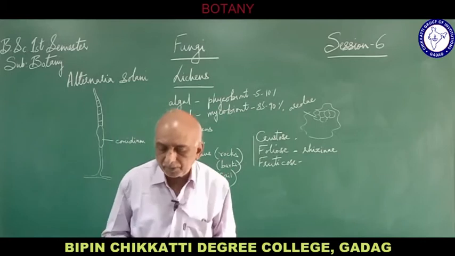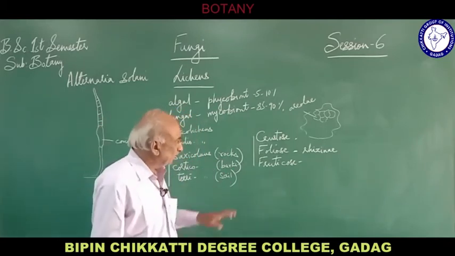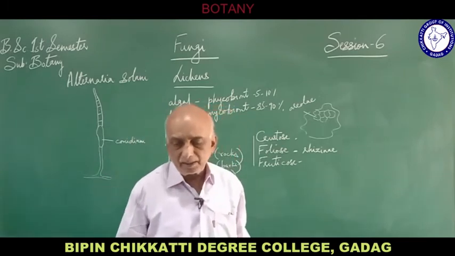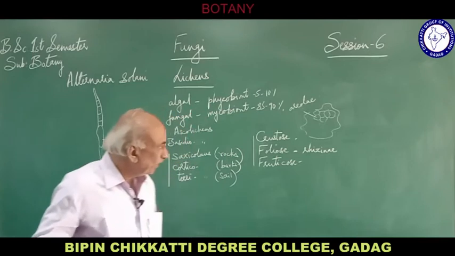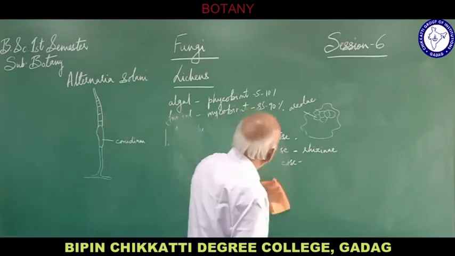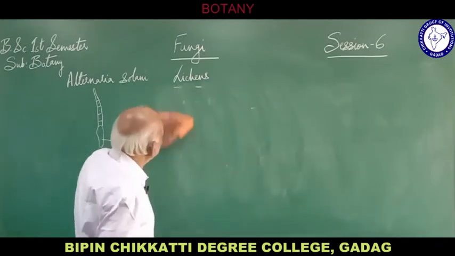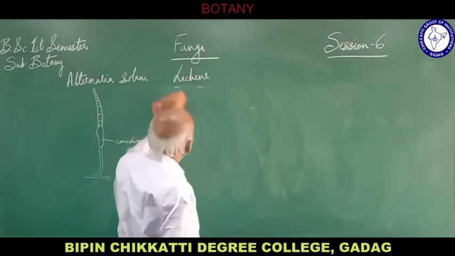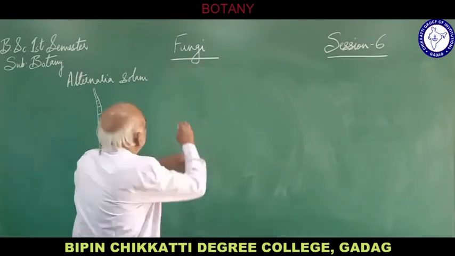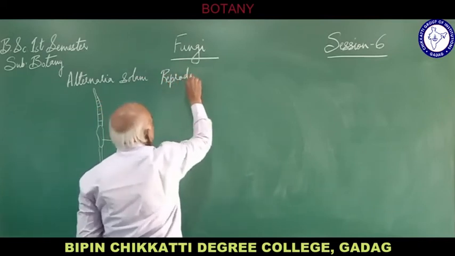In this we come across Usnea and Cladonia, two examples. These are the types of lichens which we come across. Then if we come to the reproduction of lichens, how do lichens reproduce? Lichens reproduce by vegetative method and also by sexual method. So, reproduction in lichens.